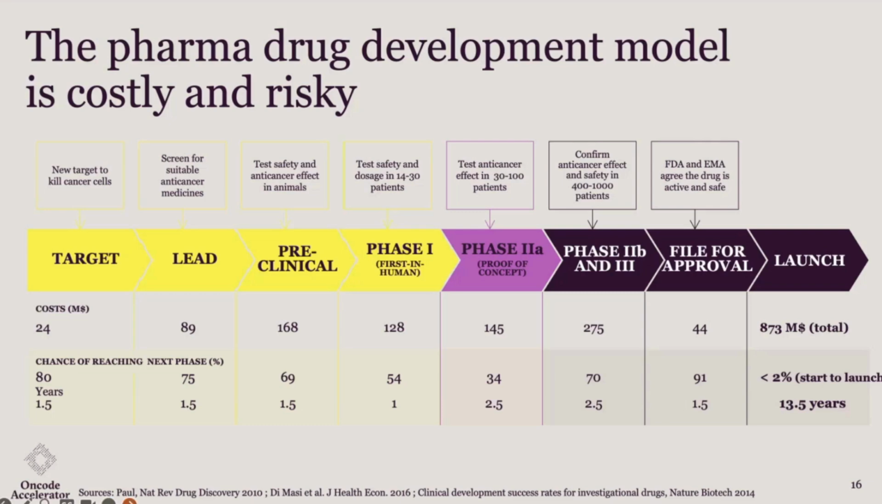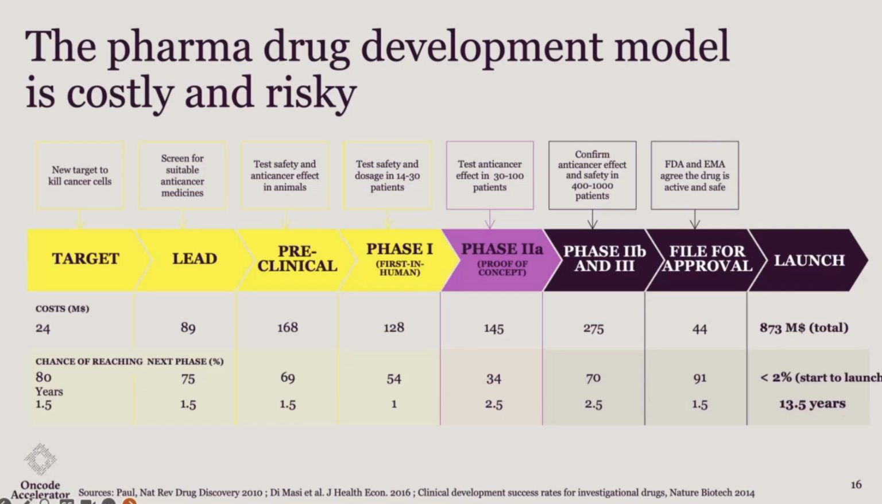If you look at the bar immediately beneath the colored bar, you see the cost of such a drug development process. And you see that in the beginning, the target validation and the lead optimization, the costs are not extremely high. Most of the costs are in the clinical phase, especially the phase 2 and phase 3 trials, which are very expensive. And if you go through the whole process, it's $1 billion.